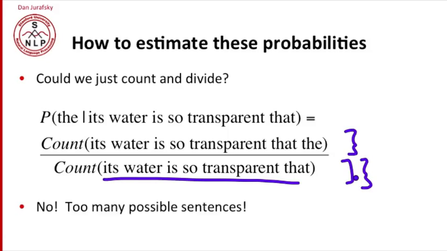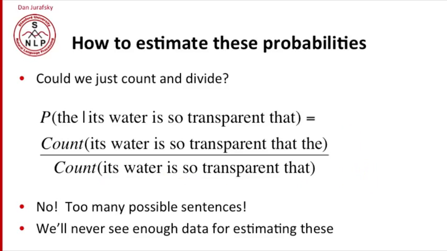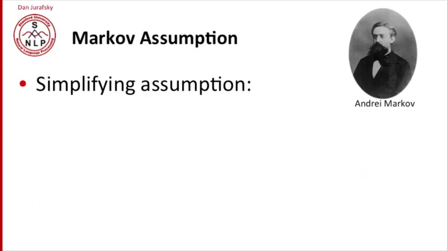We can't do that. And the reason we can't do that is there's just far too many possible sentences for us to ever estimate these. There's no way we could get enough data to see the counts of all possible sentences of English. So what we do instead is we apply a simplifying assumption called the Markov assumption, named for Andrei Markov.